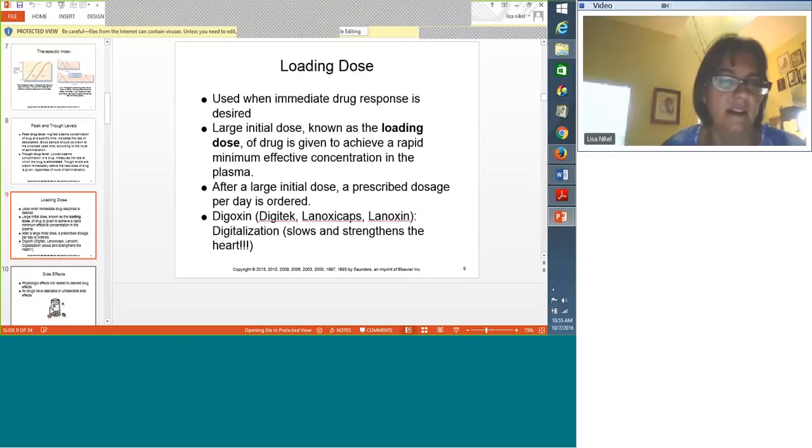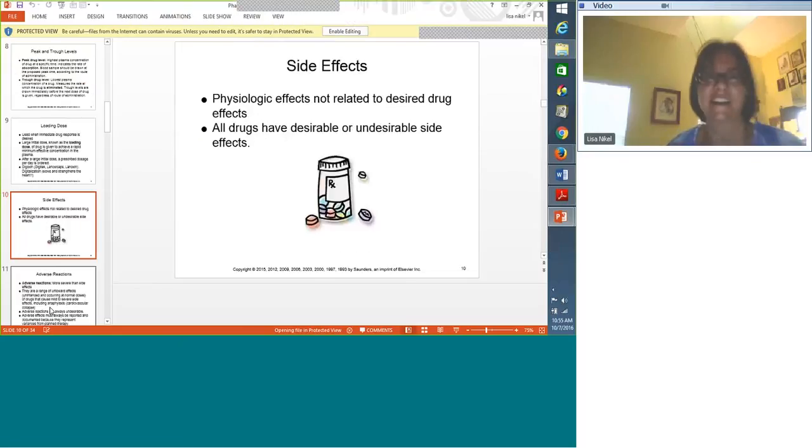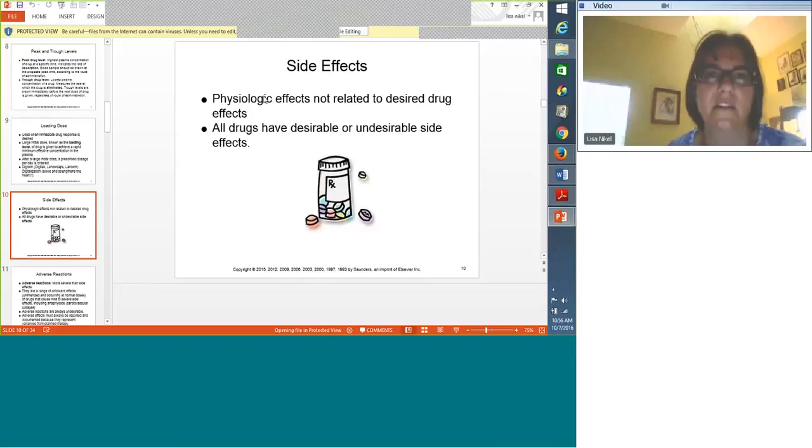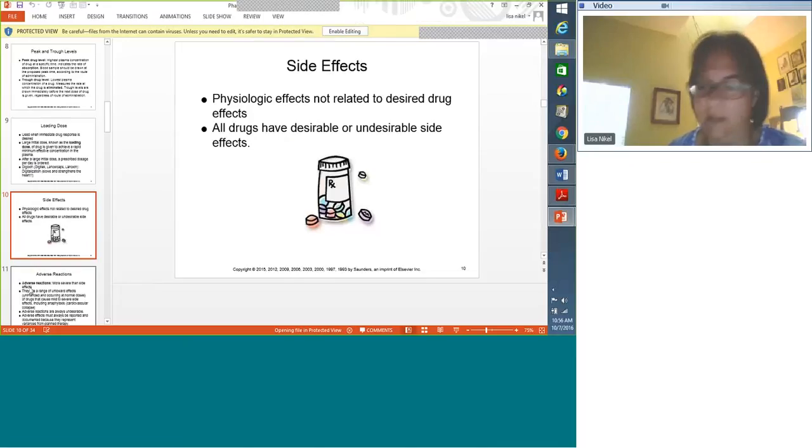All right, some other key terminology. Side effects. Side effects are the physiologic effects not related to the desired drug effect. All drugs have desirable or undesirable side effects. And we talked about this when we were talking about the Benadryl. Physiologic effects that are not related to the desired drug effect. So a side effect that we talked about for Benadryl could definitely be the sedation or the insomnia or the hyperactivity. You need to know this terminology as we extrapolate it from the Davis Drug Guide.